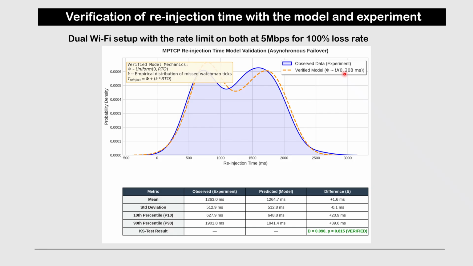We gather the experimental data and then we fit our evaluation model to see whether the model follows the data or not. This is what we got from our reinjection model. It is as accurate as possible.